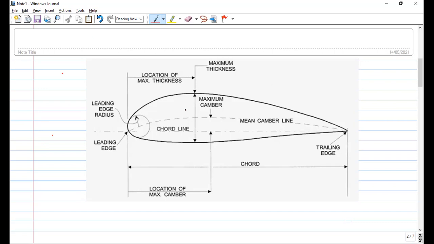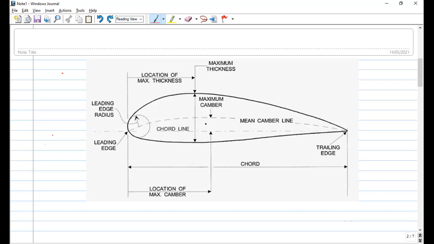Then we have the maximum camber. Sa maximum camber, ito yung the maximum distance of the mean camber line from the chord line. Okay? So as you can see here, kumbaga ito yung maximum distance ng camber or the mean camber line to the chord line. So yun yung maximum camber.